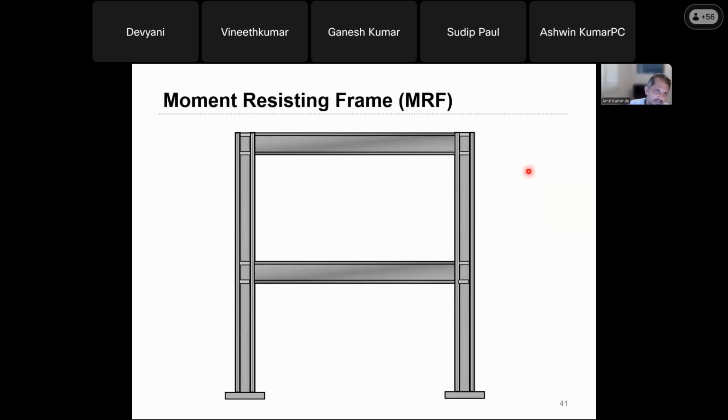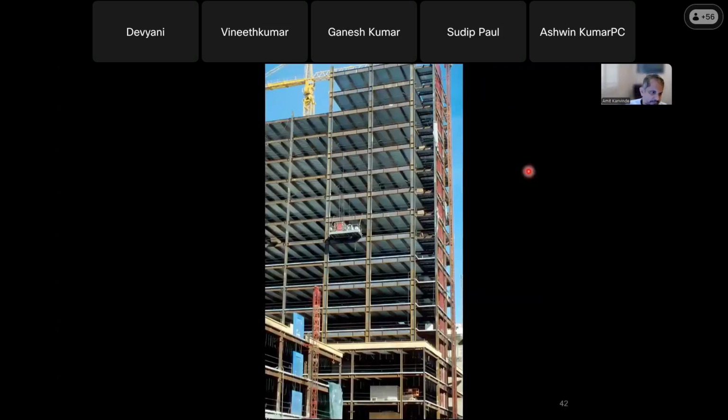Okay, so we do moment resisting frames quite a bit in the US, on the West Coast. And it's basically just a fairly straightforward arrangement of columns and beams. So we've got columns and beams attached to each other with moment resisting connections. And that's what a typical moment resisting frame looks like.